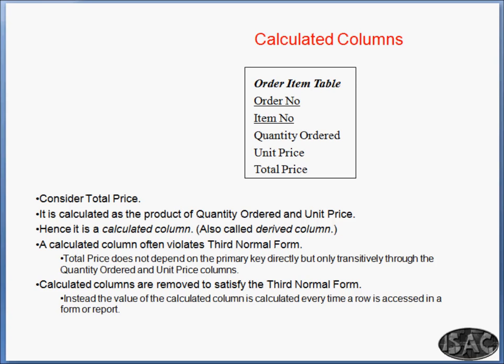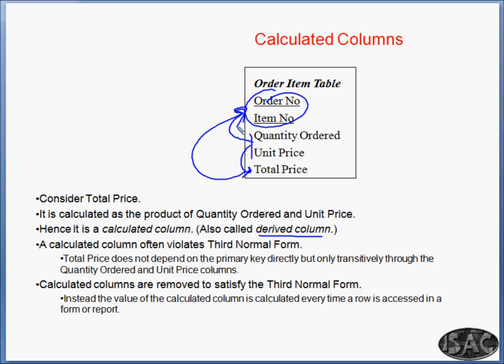A calculated column often violates third normal form. So you can say this one is based on these two, right? And these two are based on this. So this is a transitive dependency, right? It's violating, but we are keeping this calculated field for the sake of performance and all.